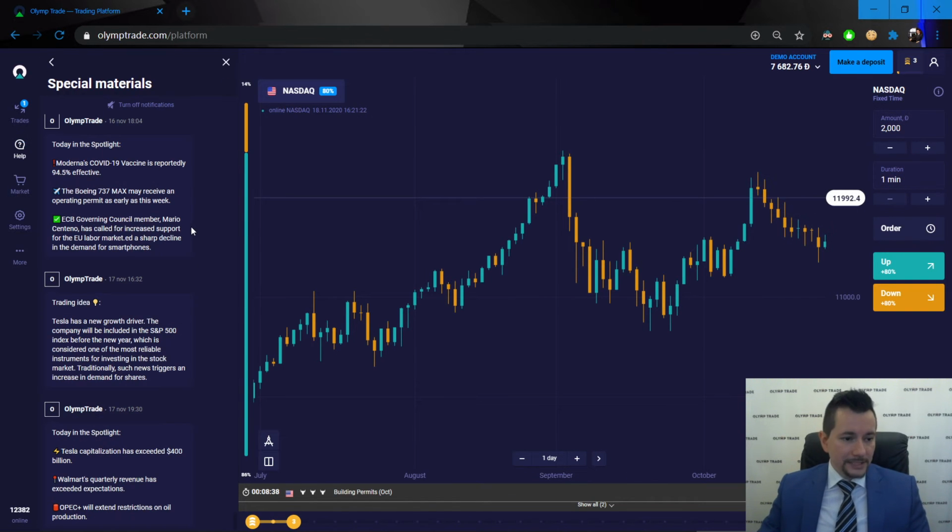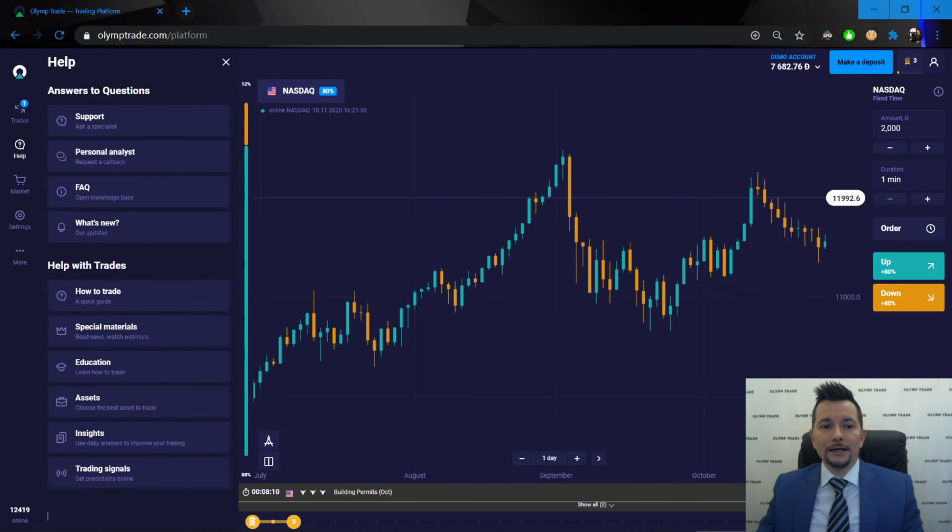Special materials, guys. This is my favorite tab. This is my personal favorite tab. I'm not a beginner, so I constantly go to special materials. This gives you a really quick, at a glance understanding of what's going on with the virus. So Moderna, I told you guys before, they have a vaccine. Boom. As soon as that information came out, it's right here. Everything is on your platform. Everything that you need to make a decision in your trading is available for you right here.